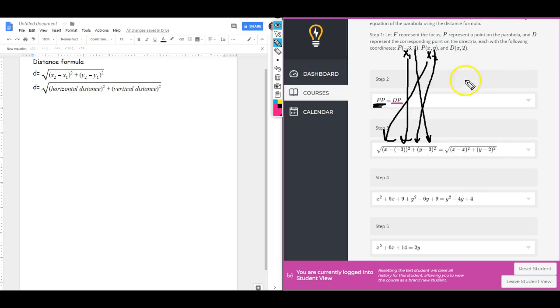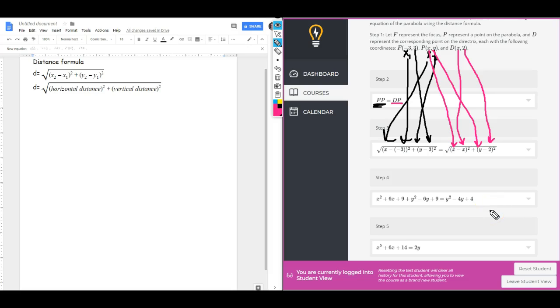So again, they had D being x1, y1. So that's why there are those guys. And from the P point, they had it as x2 and y2. So that's where those ones showed up. So that's how they ended up with this formula, is they just took the distance for each side. Now, they expanded it and simplified it to find this for step 4.